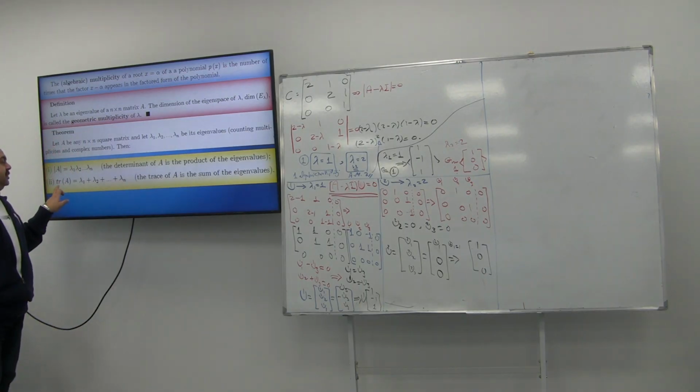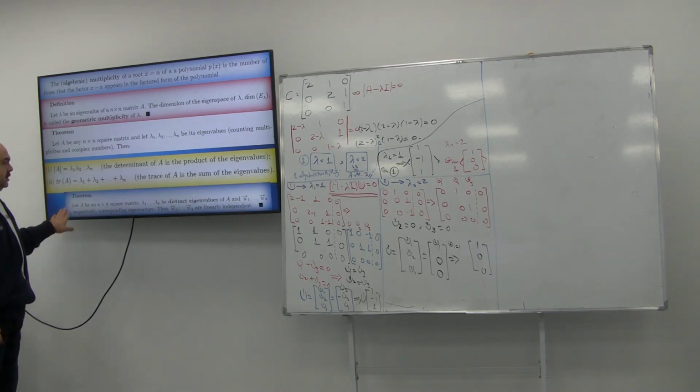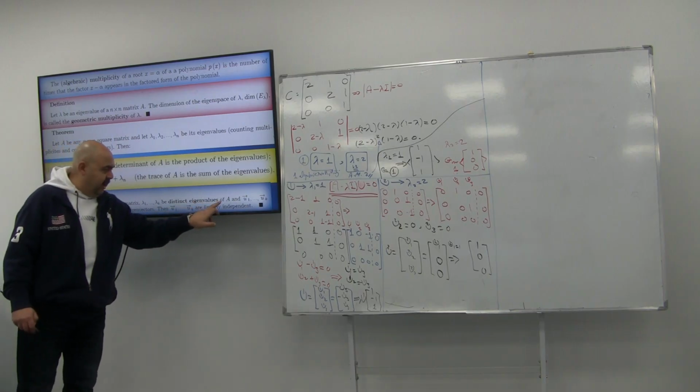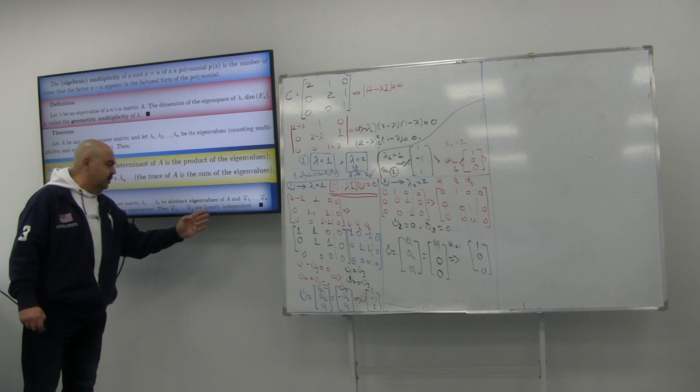As I told you, the trace of a matrix, which is the sum of the principal diagonal elements, will equal the sum of the eigenvalues. Also, the determinant of A is going to equal the multiplication of these eigenvalues exactly. Okay, the last theorem states that for distinct eigenvalues of A, you will have linearly independent vectors.